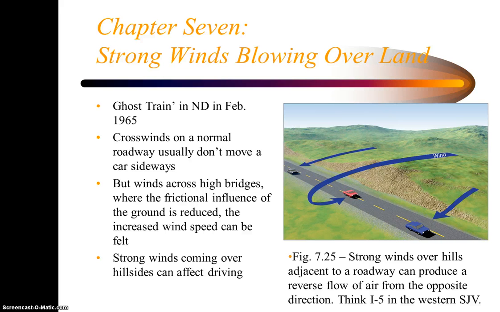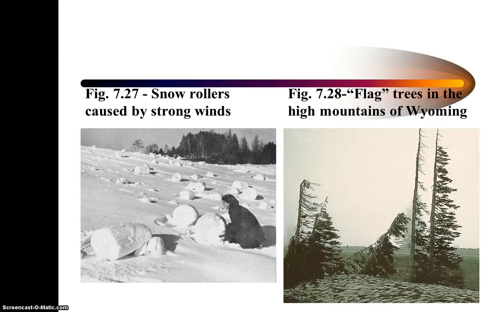If you think about strong winds blowing over land, think about I-5, okay, in the western San Joaquin Valley, which I'll bet you anything this artist is trying to depict, because one of the co-authors of this book taught at Modesto City College. You get these winds that come across the coast ranges and then drop down onto the I-5 corridor in the western San Joaquin Valley. Those strong winds on the hillsides coming downslope adjacent to a roadway can produce a reverse flow of air from the opposite direction and make it very difficult for people who are driving trucks to control their vehicles.